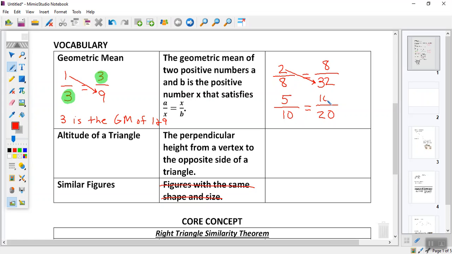Okay, let me get a show of hands here. Geometric mean concept, does that make better sense then? It is a proportion, but in the two fractions, the denominator has to match a numerator in the other fraction. Okay? I'm going to put two fractions up here on the board.